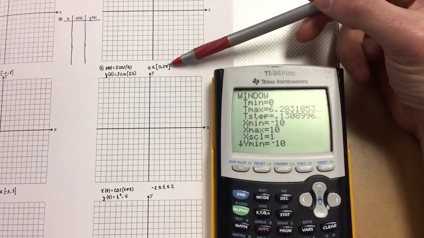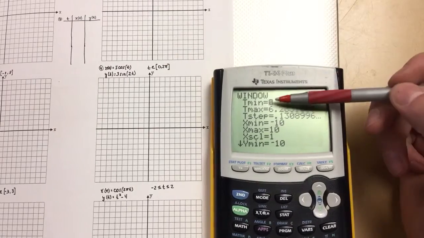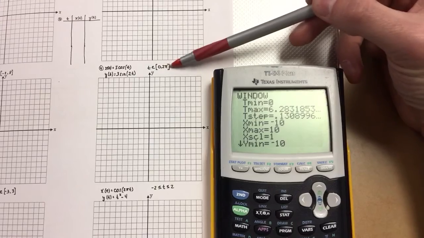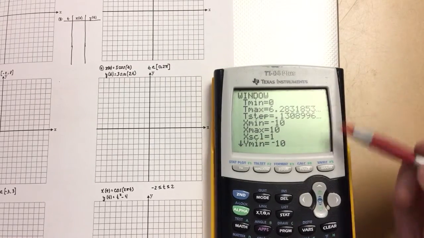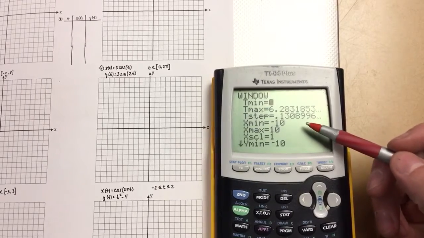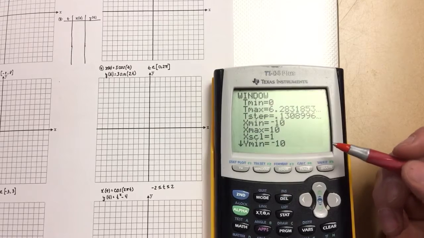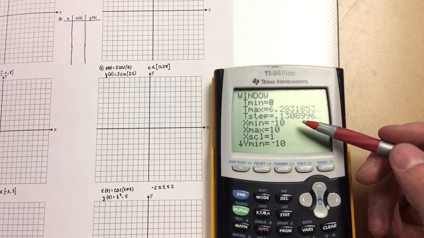The t min is going to be 0. The t max is going to be that 2 pi. So t min is where it starts. It's 0 for this first, and it's going to end at 2 pi. Well, 2 pi is 6.28. The t step, and this is something I want to go through because we tried to do this one by hand, and it was questionable at best. That t step is how often we plot a point.